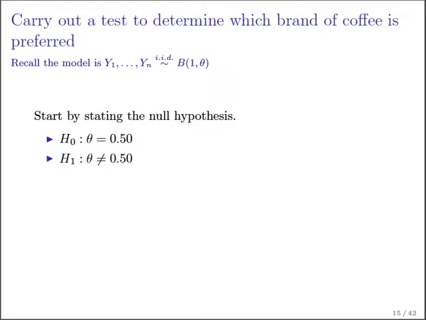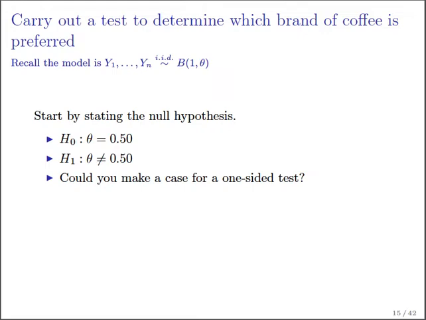I mean, there's no clear overall preference for one brand of coffee versus the other, and the alternative is that theta is not equal to 50%, and so if theta is not equal to 50%, that means that one of the blends is preferred over the other. So this seems like a pretty reasonable null hypothesis. Could you make a case for a one-sided test?